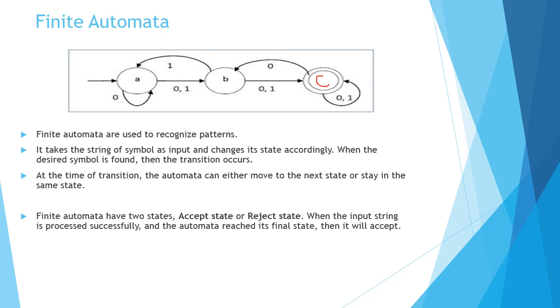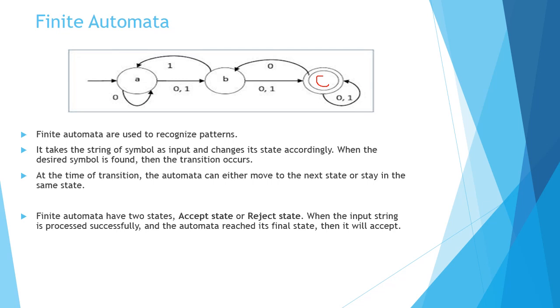Our finite automata starts with this state and ends up in the C state. Whenever our finite automata reaches its final state, we can say that the string is accepted. And whenever our finite automata gets stuck in a non-final state, it is not accepted. Here in this transition diagram, A and B are non-final states and C is the final state.